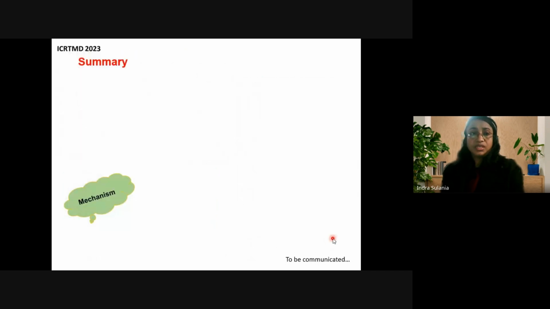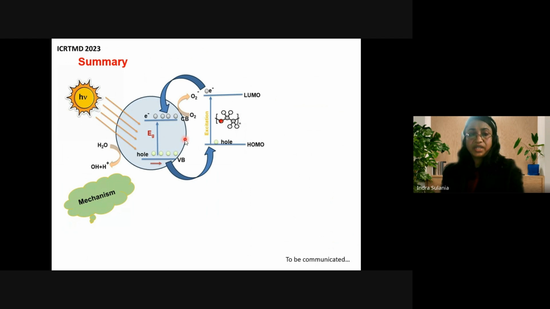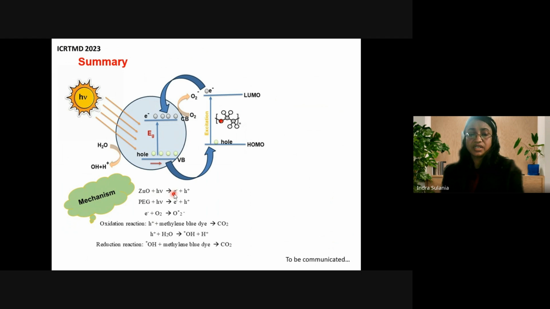A summary of the result is explained in this. The mechanism is that ZnO, when exposed to light, generates electron and hole pairs. Similarly, PEG is also UV sensitive. This combines with O2, activating the oxygen molecule, and in the oxidation reaction, this H plus interacts with the methylene blue dye molecule, bringing out the OH hydroxyl group, activating them, and thus the methylene blue dye decomposes into CO2 plus H2O.